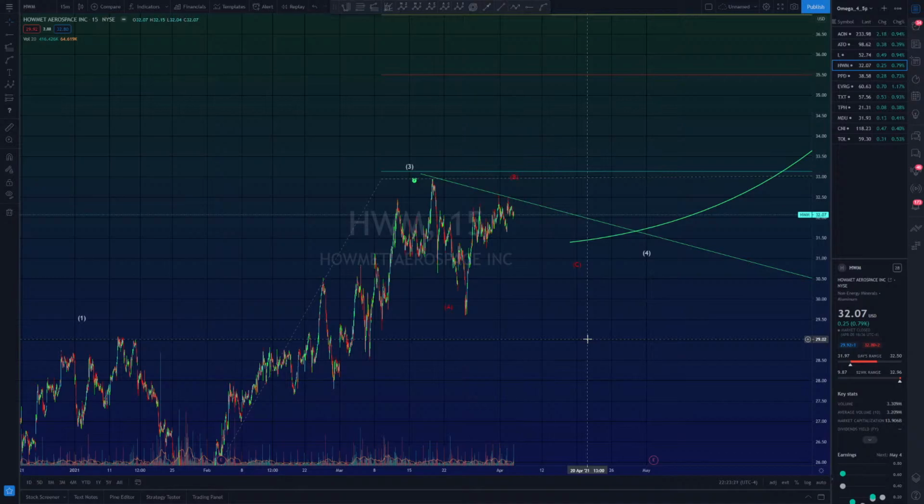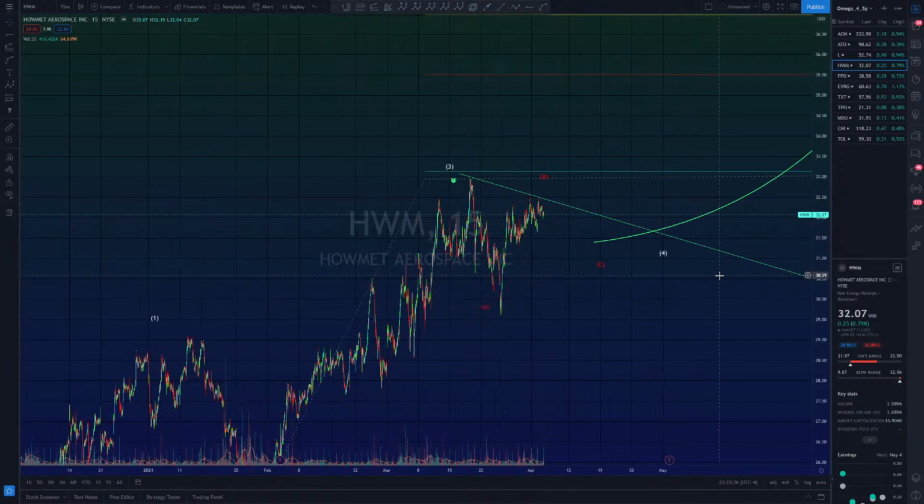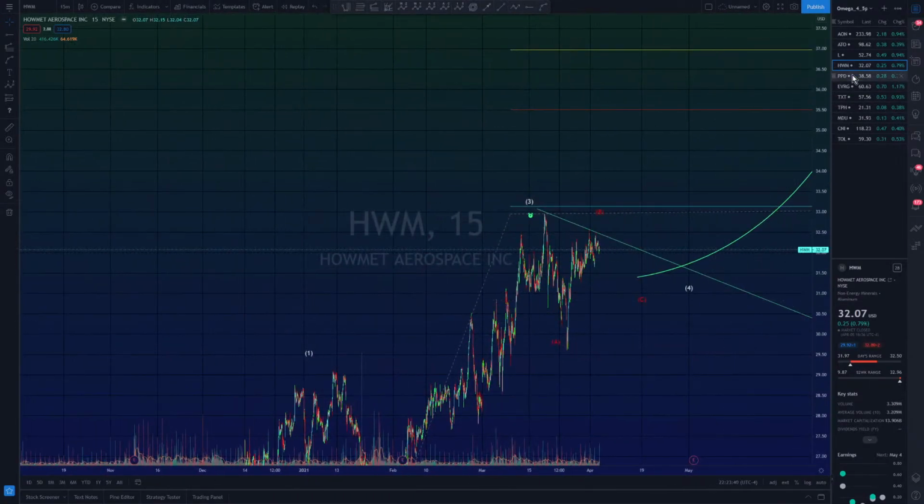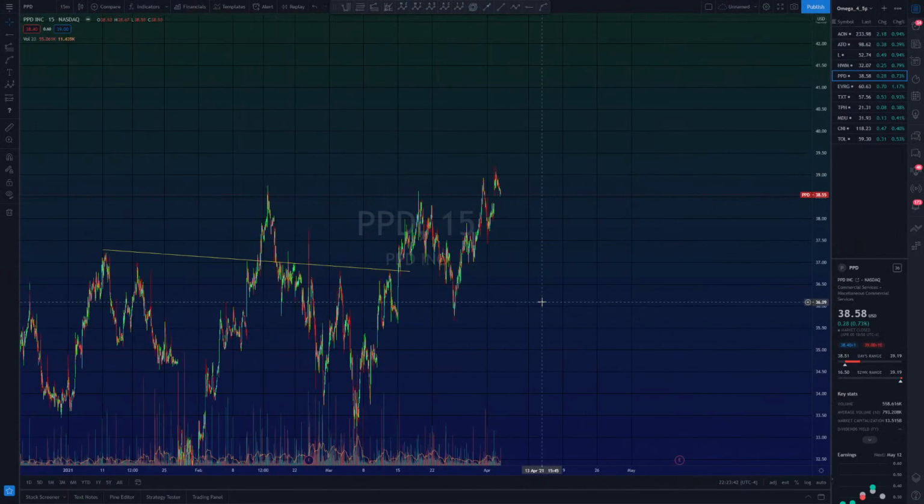So I do think, however, that it wants to come down one more time and form a C leg here. Unless this is the ABC in here, but it looks like it wants to come back to 31, and then we can go all the way to 39. This will be a nice one.